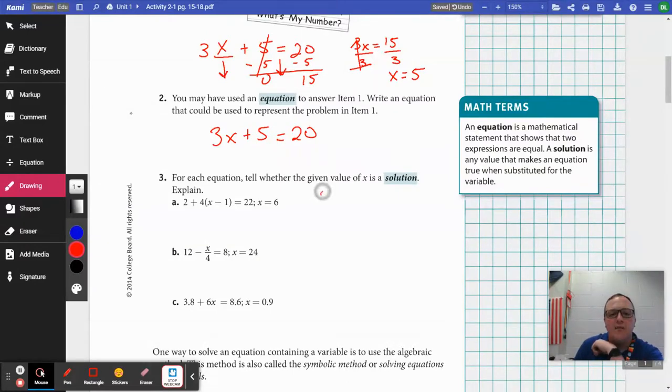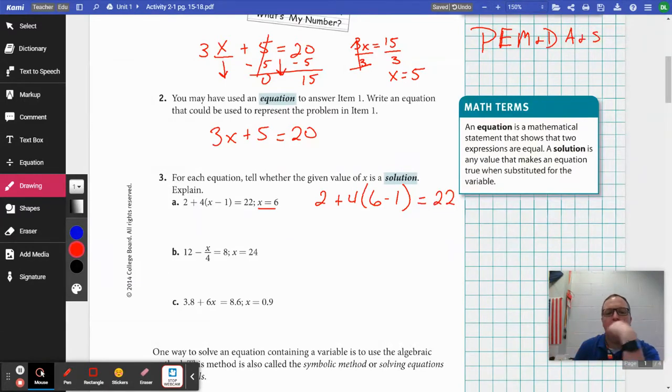So you have 2 plus 4 times, in parentheses, x, which is 6, minus 1 equals 22. Order of operations, right? You have parentheses, exponents, multiplication, and division. And then you have adding and subtracting. They go hand in hand. It's not like an order. They go hand in hand.